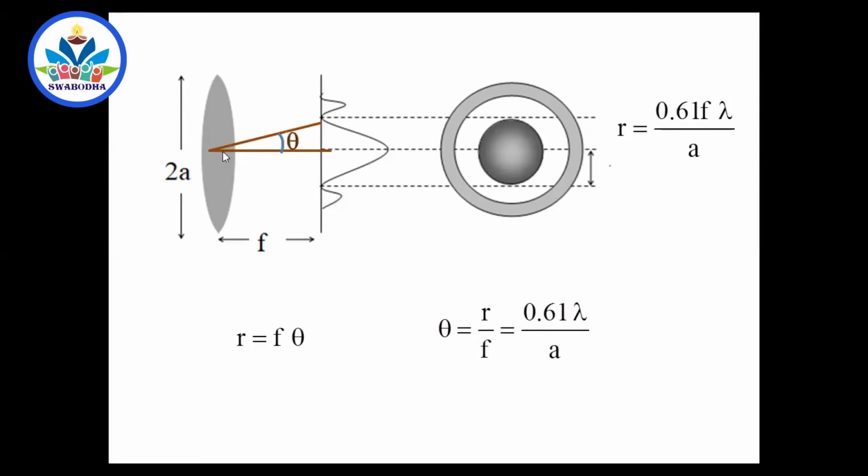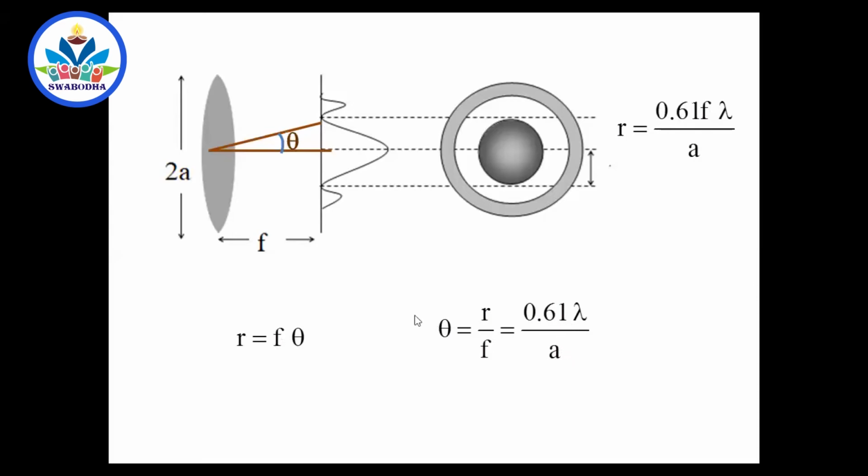And if you want to know the angular width of that central maximum, then you can write arc length: radius is equal to f into theta. Basically, I have applied the l equal to r theta formula. So r is equal to f theta. Theta is equal to r by f. And dividing by f, you will get 0.61 lambda by a.